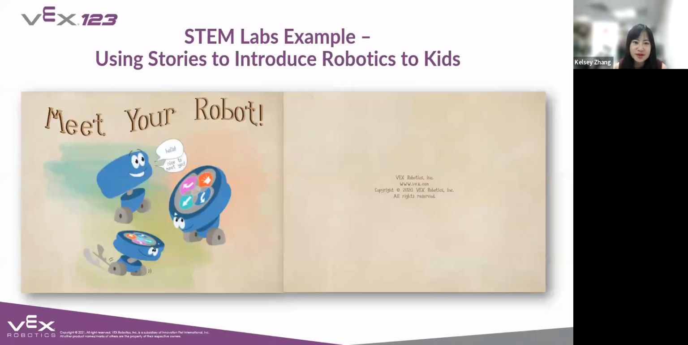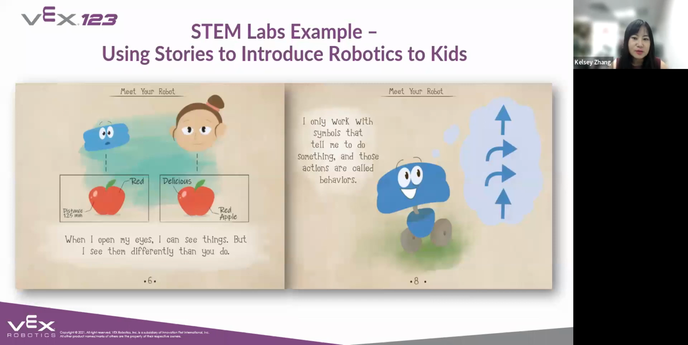I wanted to share with you some STEM lab examples, our lesson examples for 1, 2, 3. Using stories to introduce robotics to kids, we have this Meteor Robot storybook. There are a lot of comparisons to real life examples to help students understand what robotics is. For example, on this page, you can see when we want to introduce the eye sensor, because on this 1, 2, 3 robot, we have an eye sensor on it.